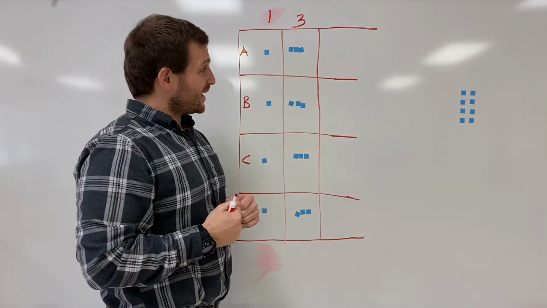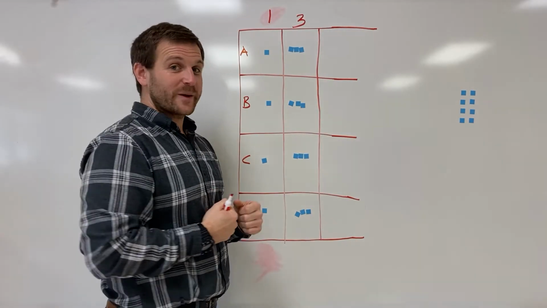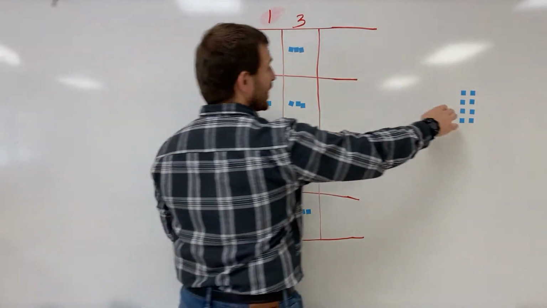Now I'm going to take a look at my next group, and just by looking over there, I can see I can break up my next group into 4 groups of 2. So 2 for A.